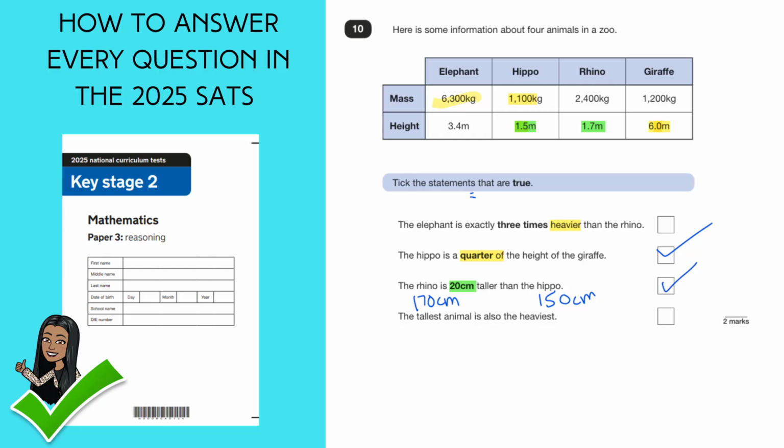The tallest animal is also the heaviest. So here we would look for the tallest animal. If you look down along your height column, the tallest is this giraffe. And is it also the heaviest? If we look across at the weight, the elephant is actually the heaviest, so that is not correct. So the only 2 correct statements are the ones that we've ticked here.